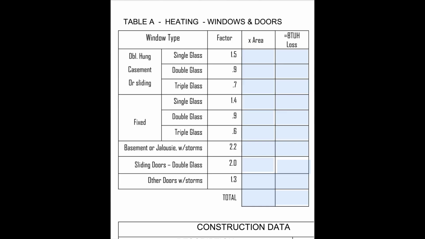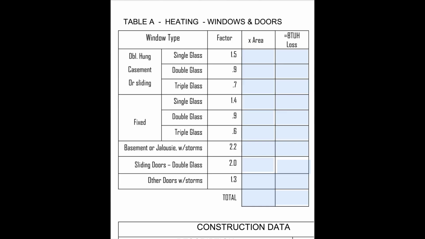So Table A, heating, windows, and doors. Now before we get to this section, at this point you should have all your measurements for your windows. You should have your measurements for each window. You should have your total measurements of all the windows. You should know the kind of windows or the type of windows you have. And so how do you know that?